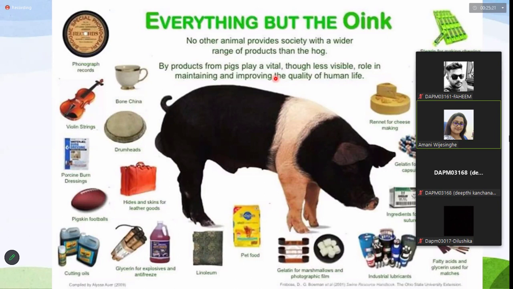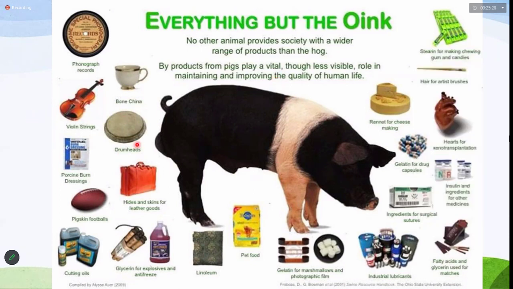So the strings of the violin, okay, we get these from the intestines of animals, then drum heads, then some resins, footballs, leather bags, then cutting oils we can get from them, then antifreeze chemicals.